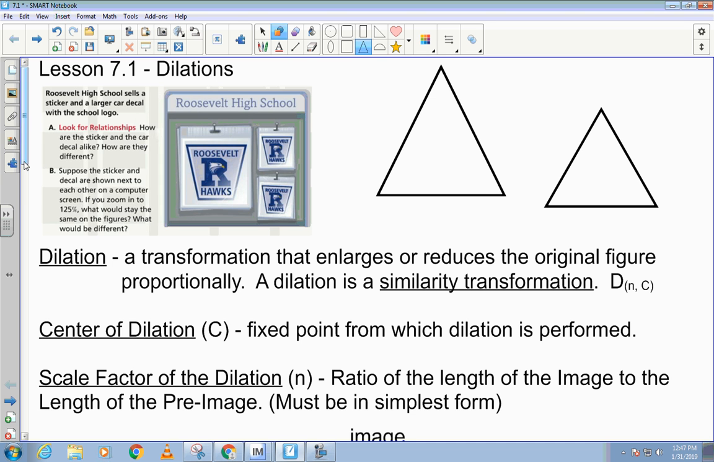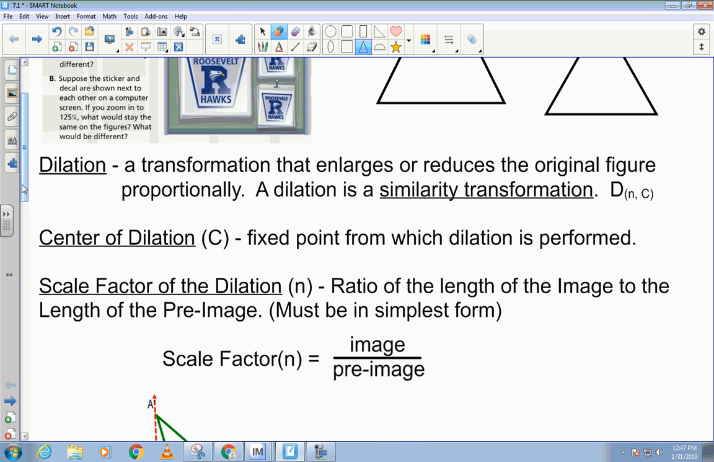So by definition, a dilation is a transformation that enlarges or reduces the original figure proportionally. A dilation is what's called a similarity transformation, okay? What we did earlier were congruence transformations, which were rigid motion. You can use rigid motion, but it has to be together with a dilation, okay? And technically, when you dilate something, there is some rigid motion because it moves it somewhere, but then it shrinks it or enlarges it.